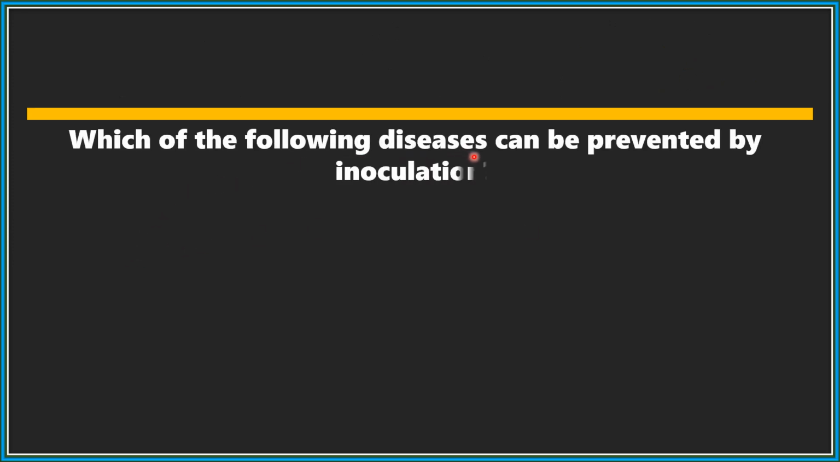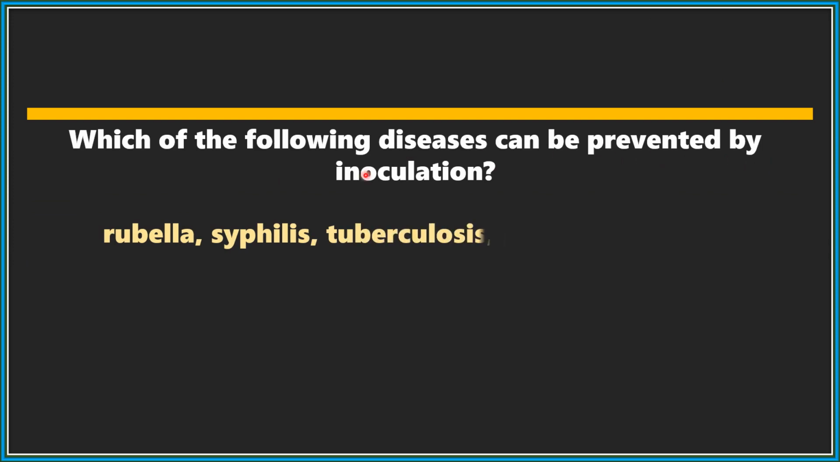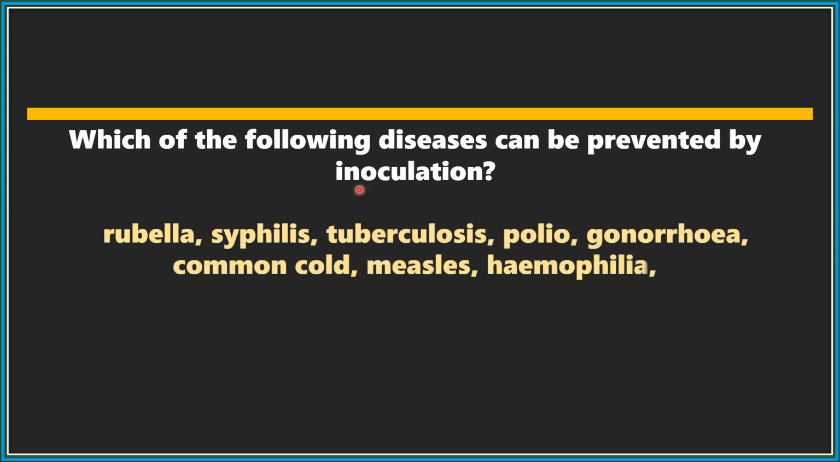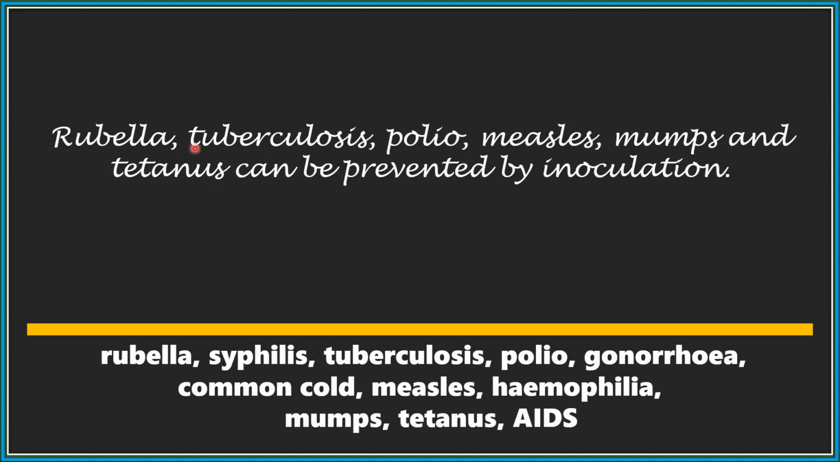Which of the following diseases can be prevented by inoculation? Rubella, syphilis, tuberculosis, polio, gonorrhea, cold, measles, hemophilia, mumps, tetanus, AIDS. Rubella, tuberculosis, polio, measles, mumps, and tetanus can be prevented by inoculation.